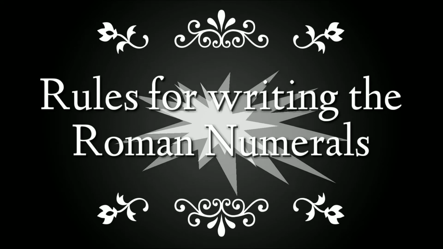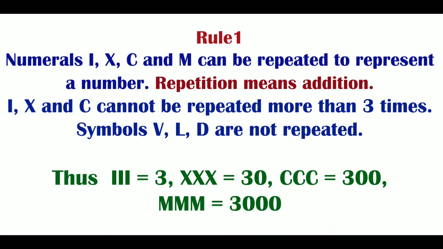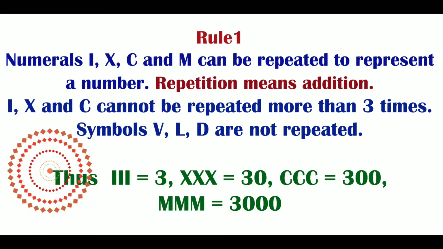Rules for writing the Roman numerals. Rule 1. Numerals I, X, C and M can be repeated to represent a number. Repetition means addition. I, X and C cannot be repeated more than 3 times. Symbols V, L, D are not repeated. Observe these examples.